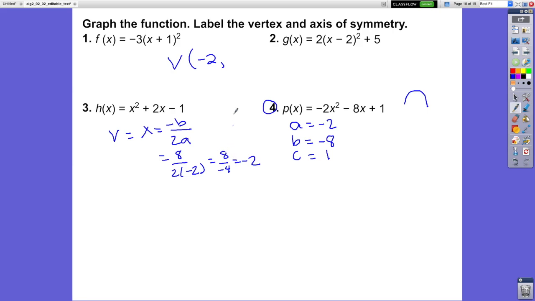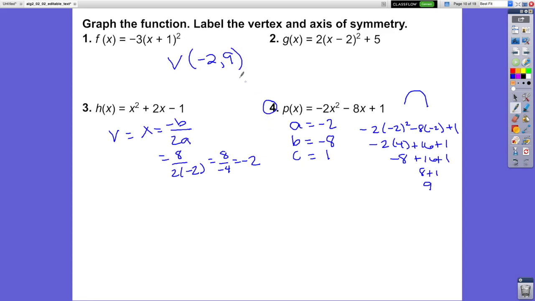In order to find our y, we take our x and we're going to plug it into this equation. So I'll do my work over here. -2 times -2 squared minus 8 times -2 plus 1. So make sure you do your exponents first. -2 times 4 plus 16 plus 1. -8 plus 16 plus 1, which makes 8 plus 1, which makes 9. And please make sure to use a calculator to check it.